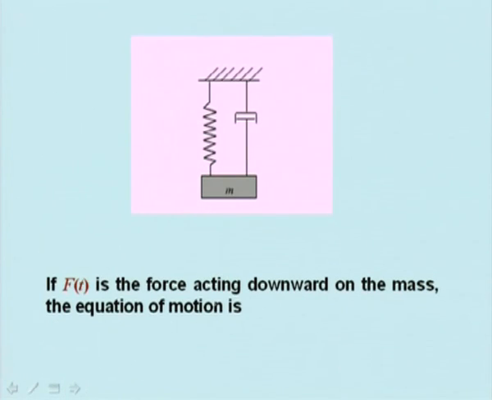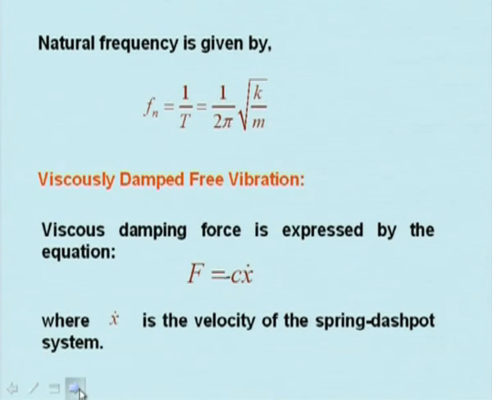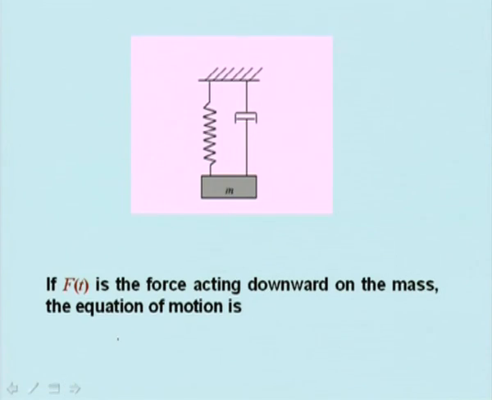Then we represent this system in which viscous damping means the resistance is proportional to the velocity, but in the negative direction, minus c x dot. So the damping force is proportional to this. Ft is applied on the mass, which is represented by the spring. Then again we have a dashpot.